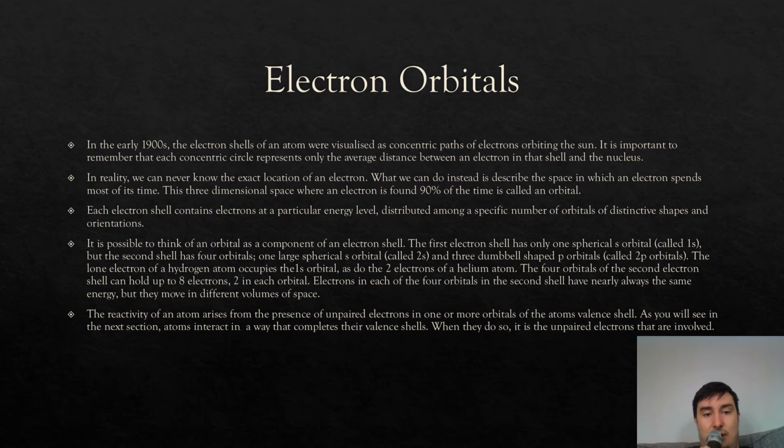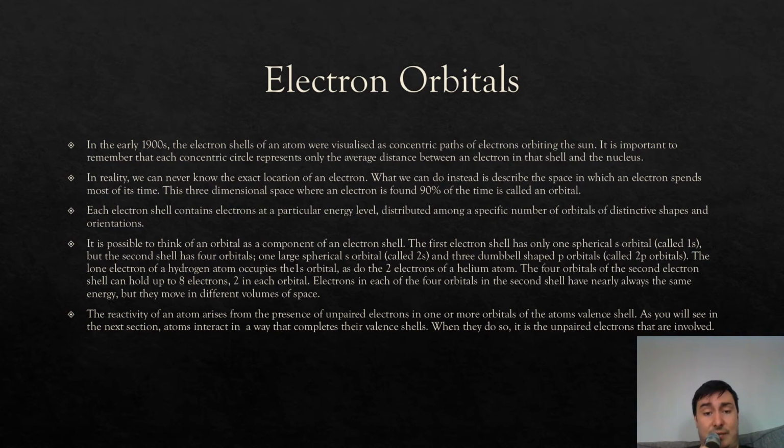The electron of a hydrogen atom occupies the first 1s orbital, as do the 2 electrons of a helium atom. The 4 orbitals of the second electron shell can hold up to 8 electrons, 2 in each orbital. Electrons in each of the 4 orbitals in the second shell have nearly always the same energy, but they move in different volumes of space.